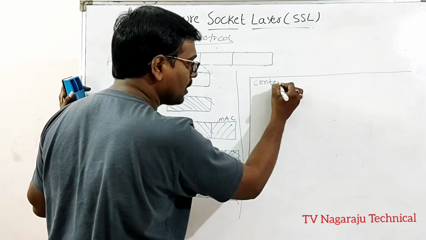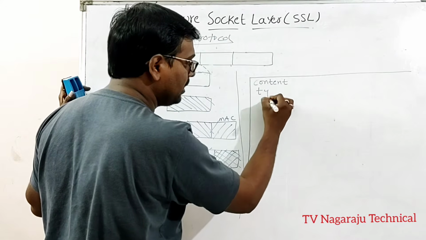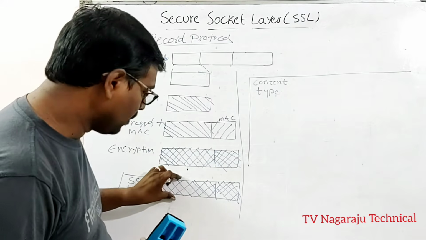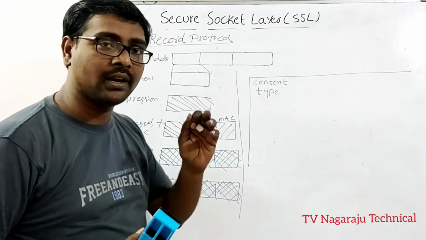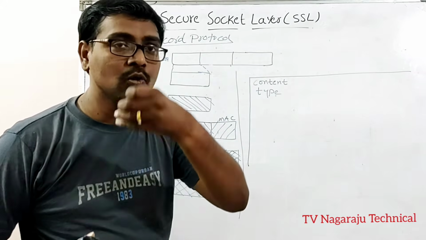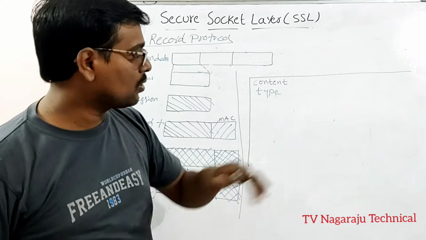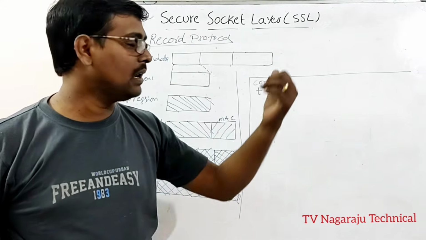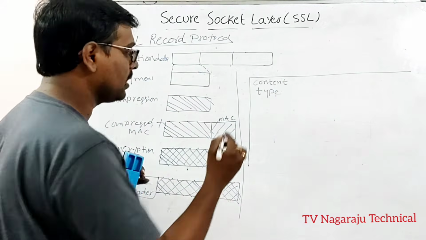The first one is content type. What is the content type? Whatever data is generated is to be processed by a higher layer. So to which layer the data is passed, the content type specifies the higher layer that will process the data.